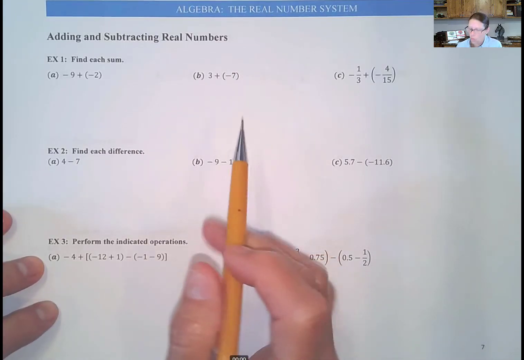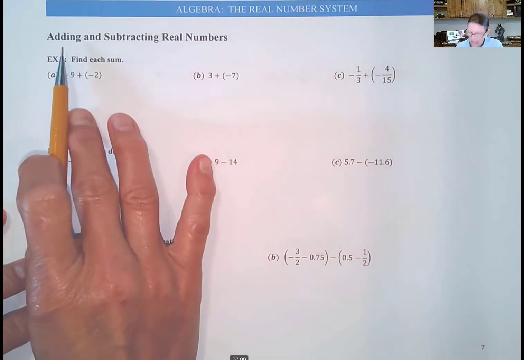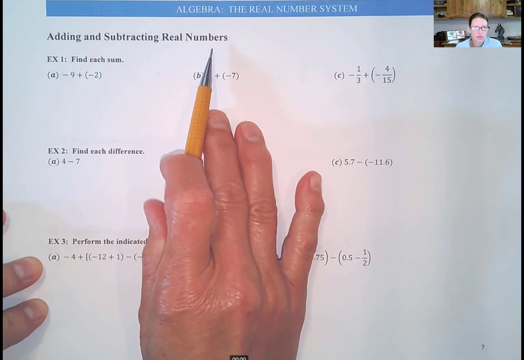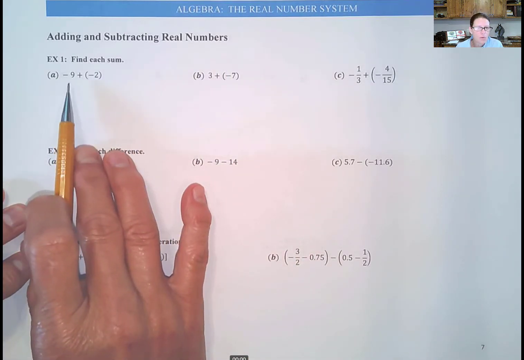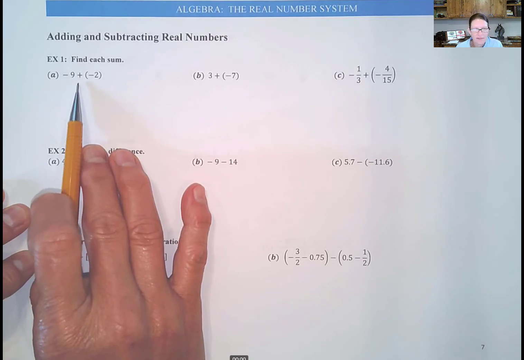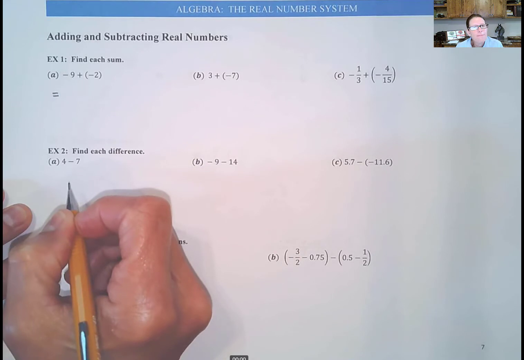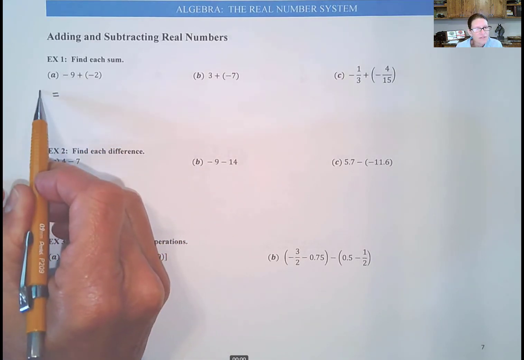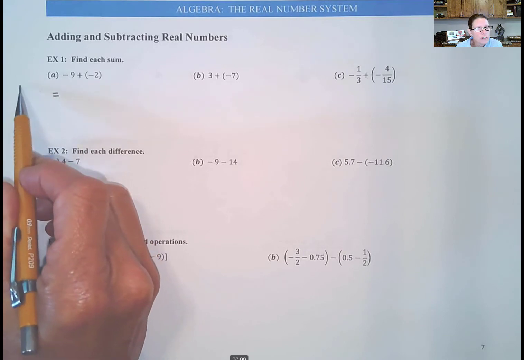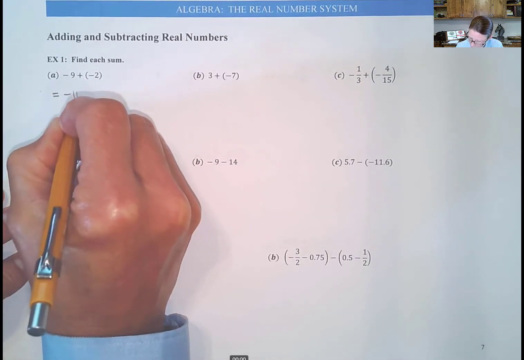In this video we will review the real number system, beginning with adding and subtracting real numbers. In example 1 we want to find each sum. Part A, we're going to add two negative numbers, -9 plus -2. As you think about movements on the number line, -9 is to the left of 0, and then 2 more units from there to the left lands at -11.